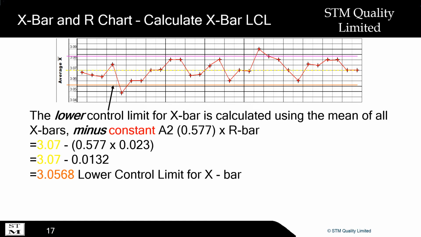The lower control limit for x bar is calculated using the mean of all x bars minus the constant A2, which we know as 0.577, multiplied by R bar. That's equal to 3.07 minus 0.577 times 0.023, which is equal to 3.07 minus 0.0132, and that gives us a lower control limit for x bar as being equal to 3.0568.